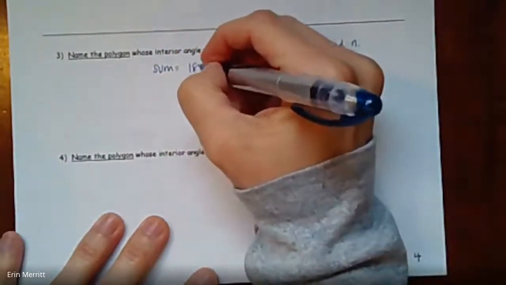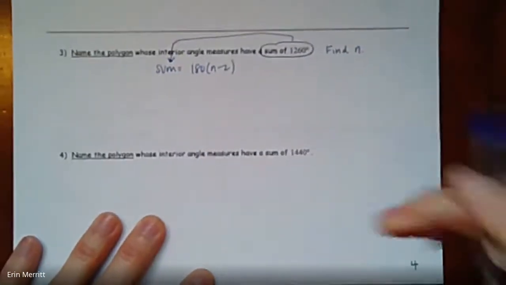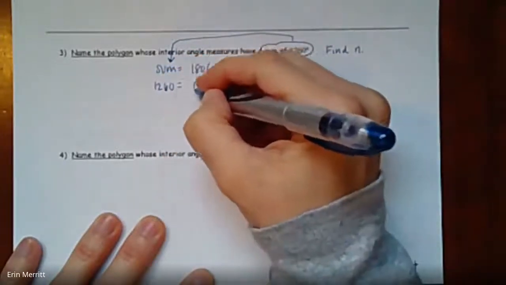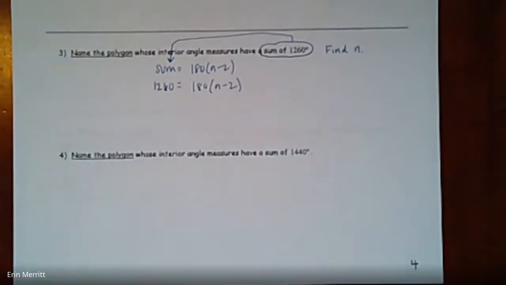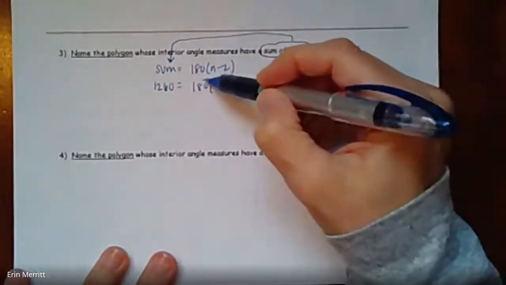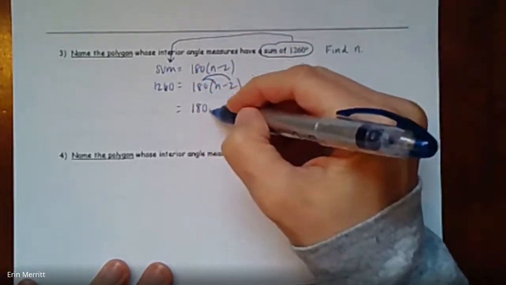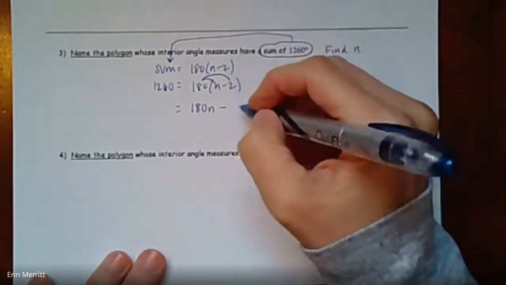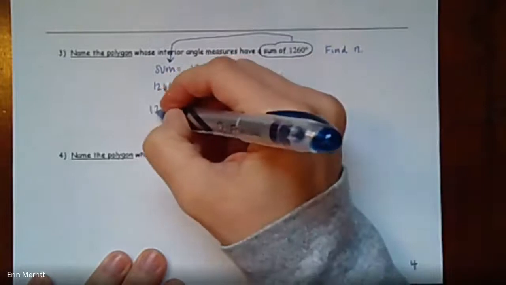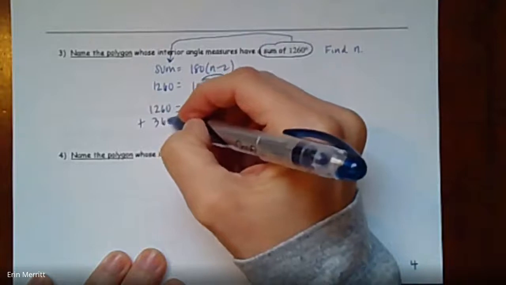The sum is equal to 180 times n minus 2. And now this 1260 goes in on the left-hand side here. So we have 1260 equals 180 times n minus 2. There are 2 ways you can proceed from here. We can distribute that 180 through, which is usually the way I think to do it first, which would give me 180n. 180 times 2 is going to give me 360. And then you can continue by adding 360 to both sides.